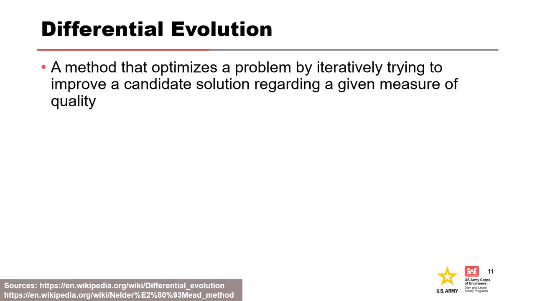So we'll just jump into differential evolution. Differential evolution, also known of course as DE, is a method that optimizes a problem by iteratively trying to improve a candidate solution regarding a given measure of quality. Meaning that DE allows for a way to look at a proposed theta or proposed model, evaluate it, and determine whether to accept that sample, that LP3 parameter set, or reject it.